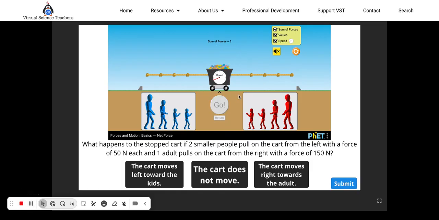Okay, so for this one, we want to grab 2 small people and pull one direction, pull to the left. So that means I want to grab the two little people over here to pull to the left. And then I want one adult that pulls the cart with a force of 150. That's the big guy. So grab this guy, put him up here, and see what happens.